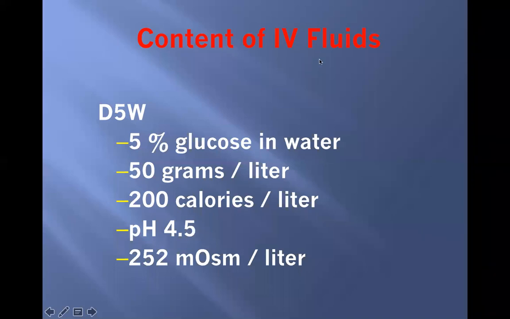The contents of the IV fluid, if we are talking about dextrose water, 5% glucose water, consist of 5% glucose in water. This 5% means 50 grams per liter, and this 50 grams per liter can produce 200 calories per liter. The pH of this type of fluid is 4.5 and the osmolarity is 252.